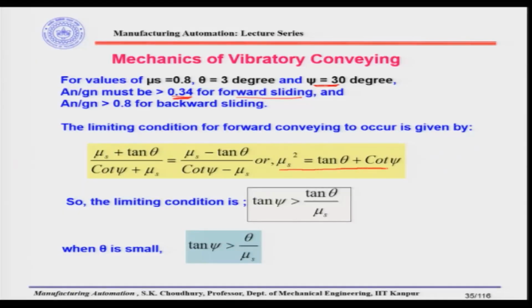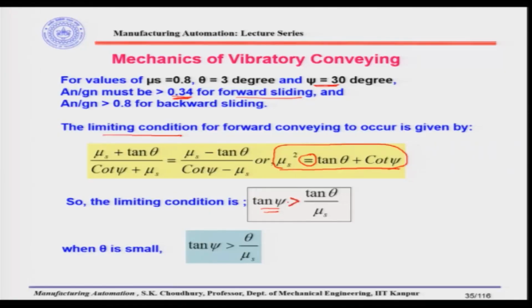mu_s squared is equal to tan theta plus cot psi. So, this is the condition that you are getting. From here the limiting condition is tan psi is more than tan theta divided by mu_s. As I said, this is equal to, because this is the limiting condition. That means, at this condition the part is neither moving forward nor moving backward, it is in the initial position, just ready to move. So, if it is more than that, the part will start moving forward.